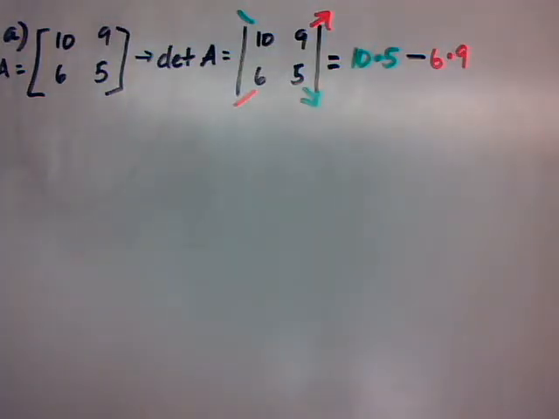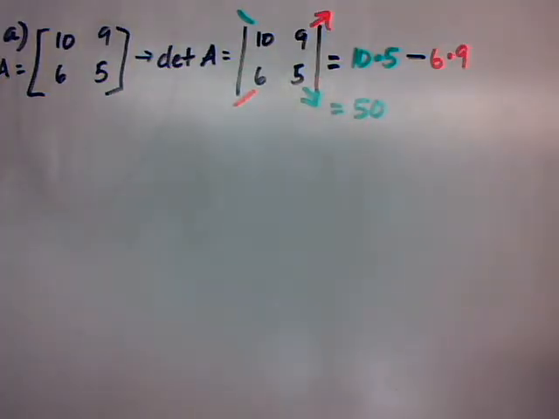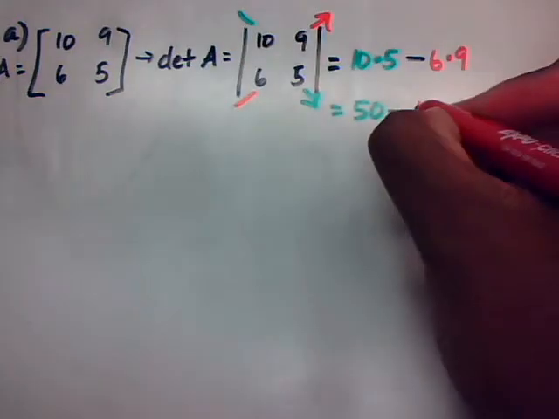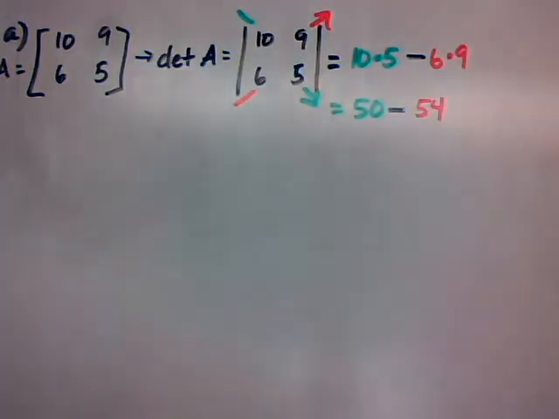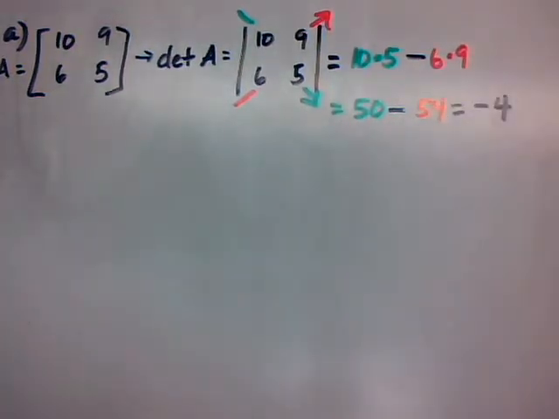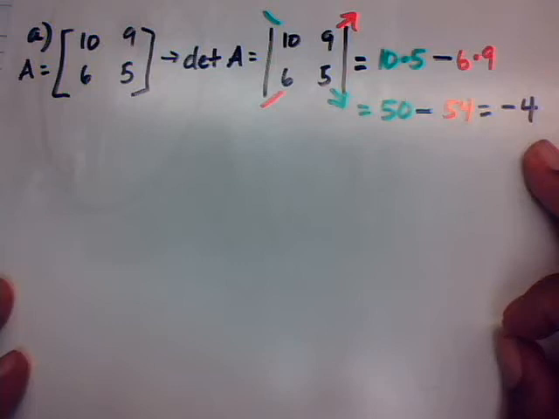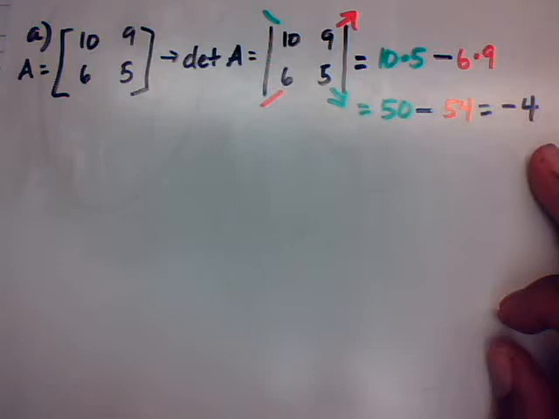So here, if we do 10 times 5, that's going to give us 50 minus 6 times 9, which is 54. So 50 minus 54 would give us -4. So the determinant of this matrix here, 10, 9, 6, 5, would be -4. Okay, that's how we find the determinant of a square matrix or a 2 by 2 matrix.